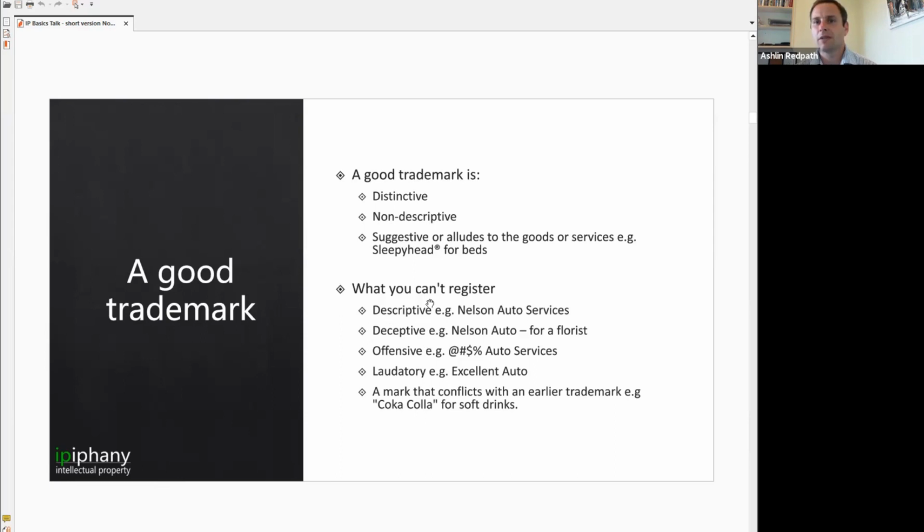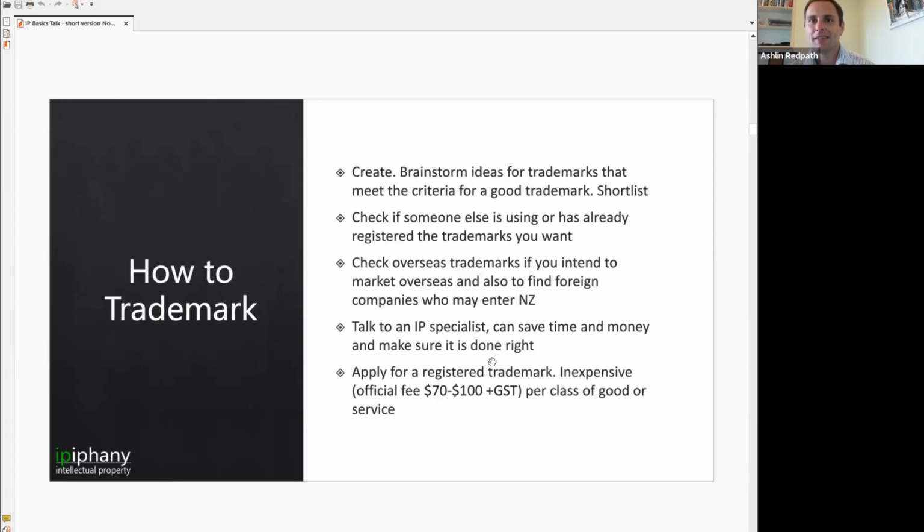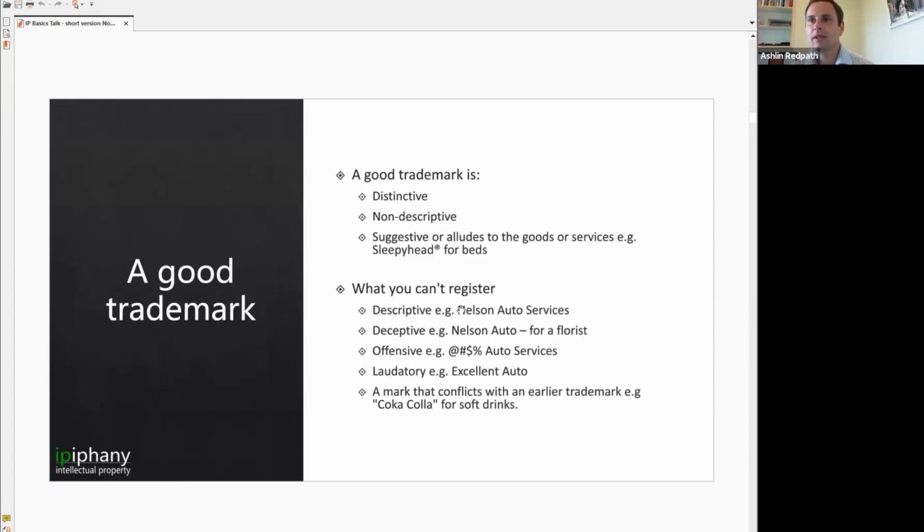So also a list of things you can't register as a trademark down there. Oh, you can't see my mouse again, so. Right. Actually, we'll stop there. Just, does anyone have any questions at that point? No.